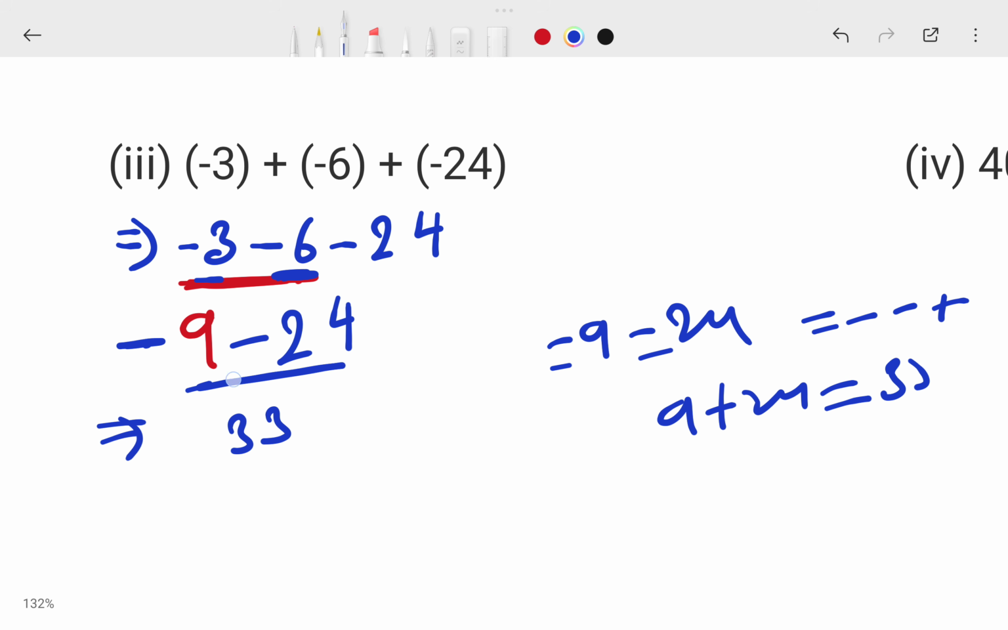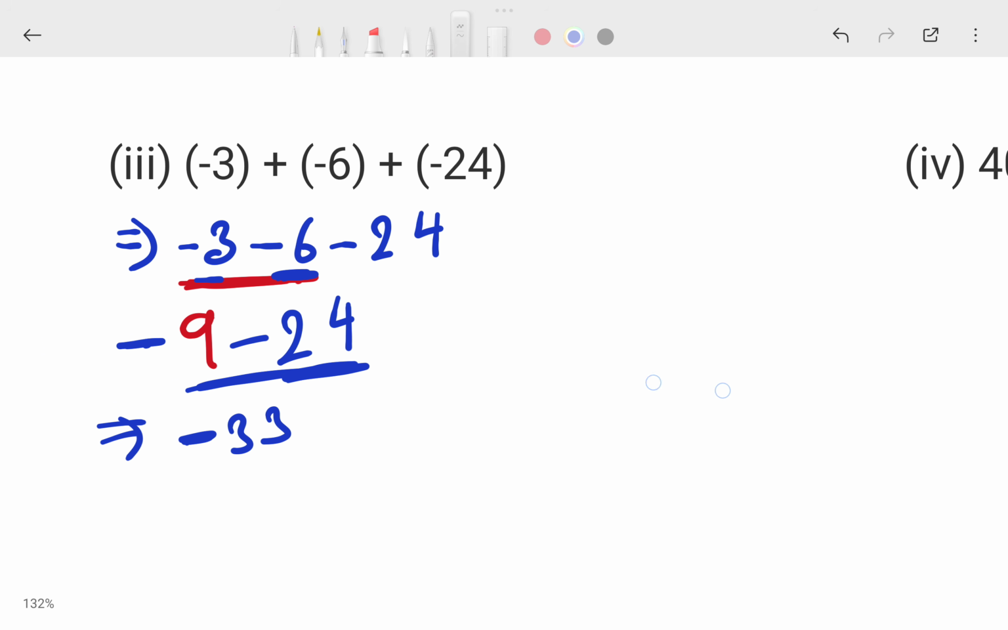But in this one, which is greater, 9 or 24? So 24 is greater. What symbol does 24 have? Negative symbol. So write the negative. So the answer is minus 33. Okay, is it clear? Right, so let's talk about another question. That is the fourth one.